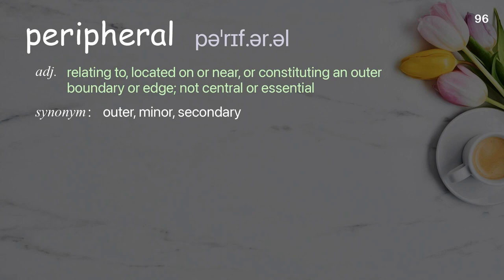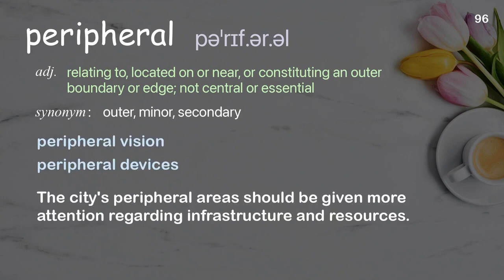Peripheral. Relating to, located on or near, or constituting an outer boundary or edge, not central or essential. Examples. Peripheral vision. Peripheral devices. The city's peripheral areas should be given more attention regarding infrastructure and resources.